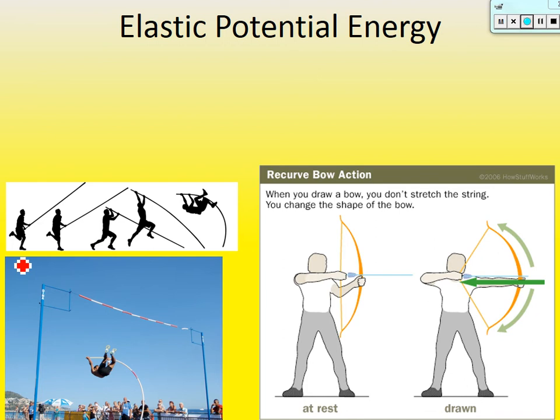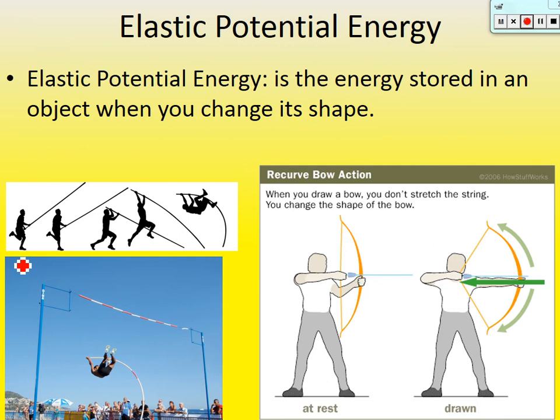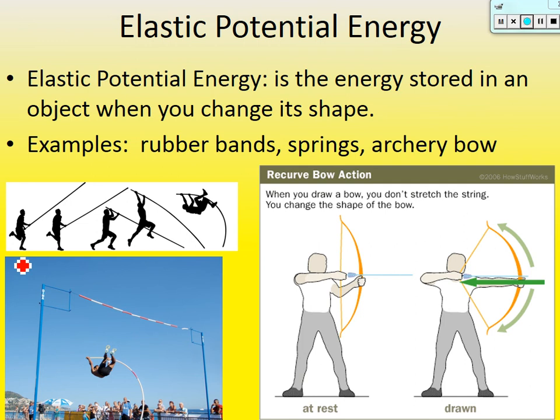The first one that I would like to talk about is elastic potential energy. Elastic potential energy is the energy stored in an object when you change its shape. Examples of this is a rubber band. You stretch it out. It wants to spring back into its rest position. So there's potential energy there because you changed its shape. You also see this with springs. An archery bow. If you look down here, if this guy pulls back the string, it's changing the shape of the bow, which is giving it elastic potential energy. If he was to let go of this string, the bow wants to spring back into its rest position, which will transfer that energy into the arrow.